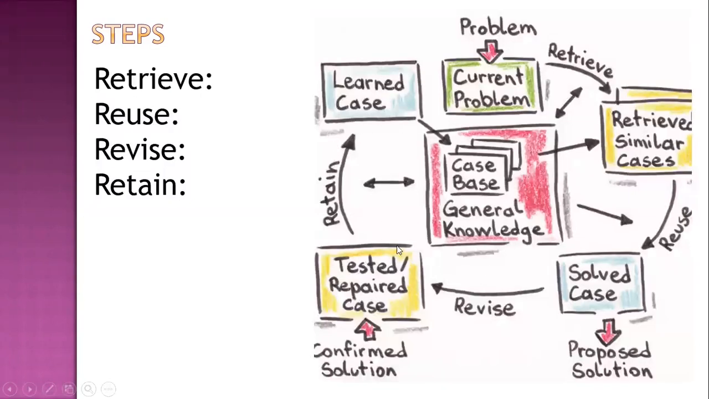So this image I have taken from the internet. So this illustrates various steps. So we have a current problem. Then we retrieve a solution to the current problem based on the archive of cases, that is problems and their solutions of the past. Then if we identify a useful case, we reuse it, and that is the solution to the current problem. If need arises, we revise it and then we retain it to the archive.